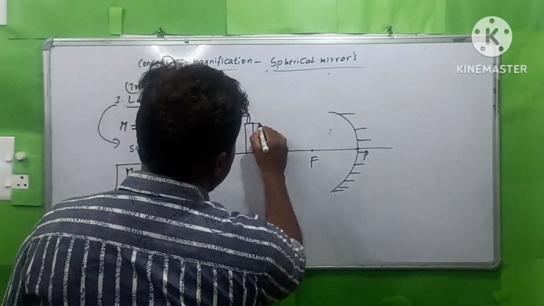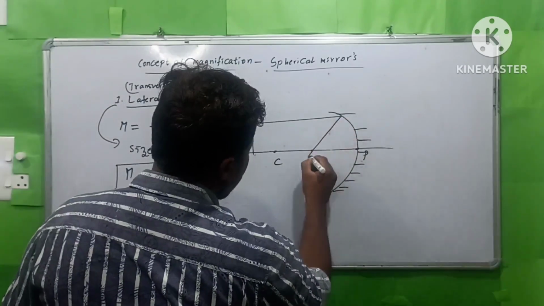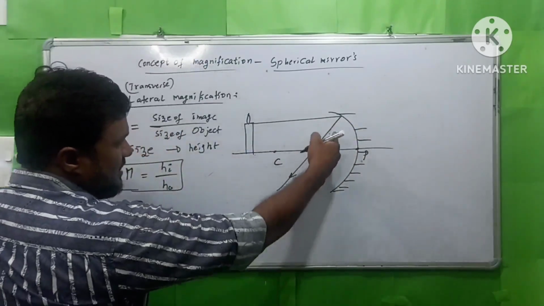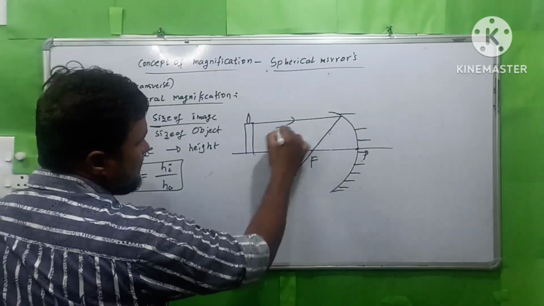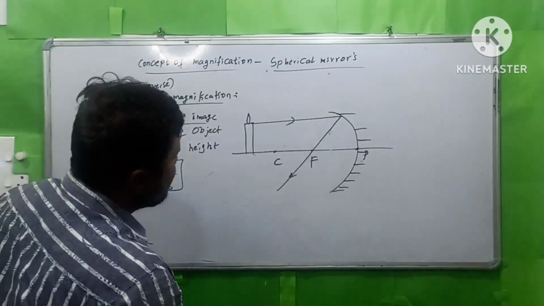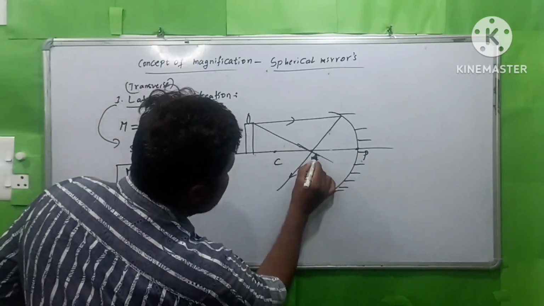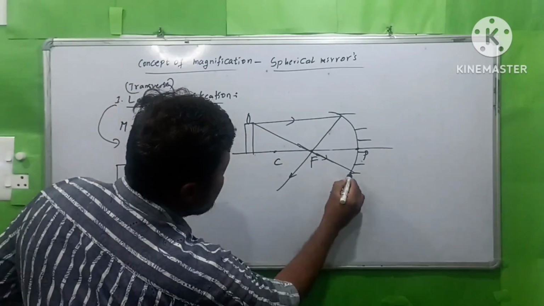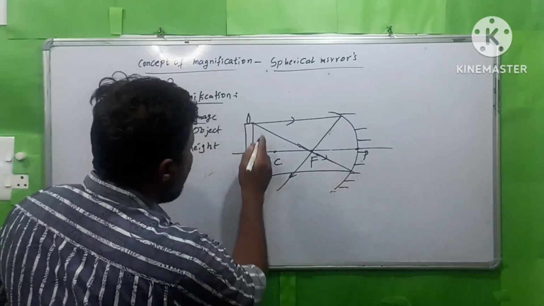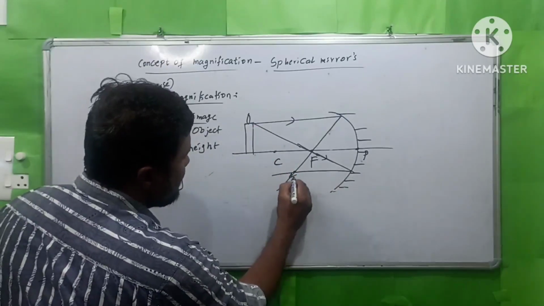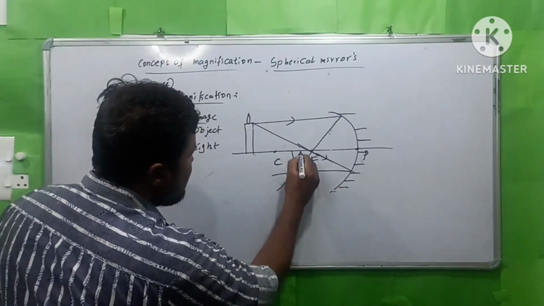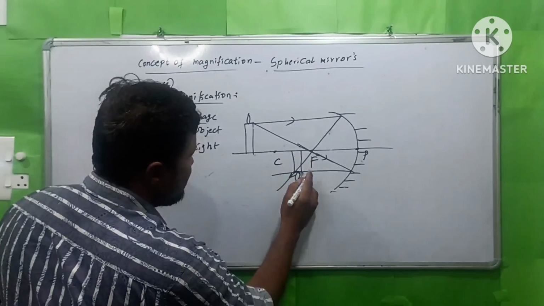If I draw the ray diagram, a ray moving parallel to the principal axis, reflection takes place through focus. Minimum 2 rays are required to locate the image. A ray moving through focus, after reflection, will move parallel to the principal axis. I got this edge here. We can observe that the image is formed here. This is the image.